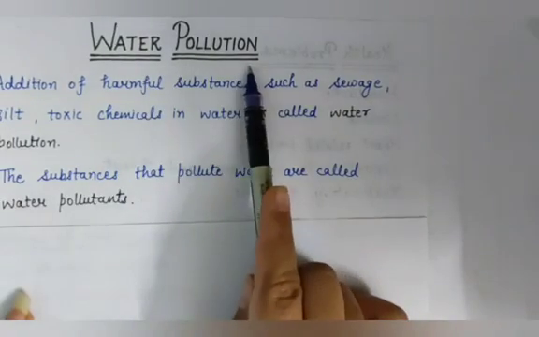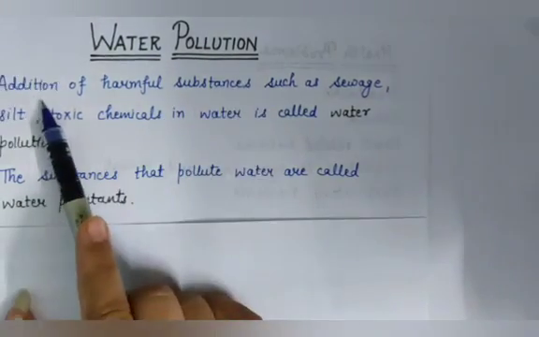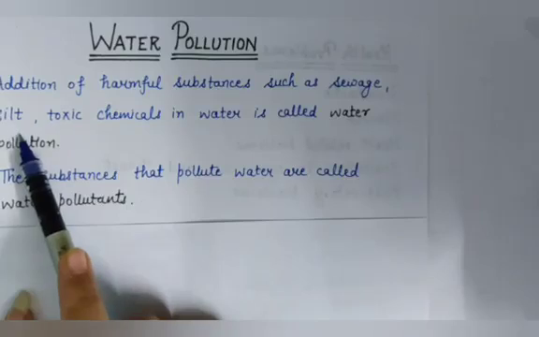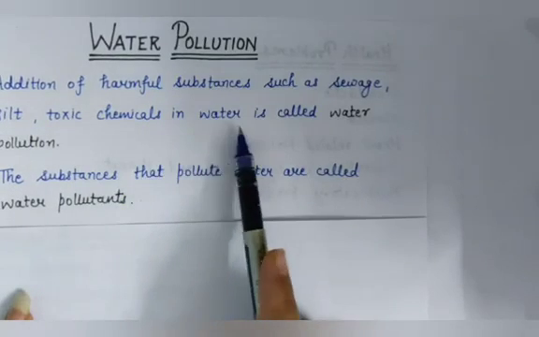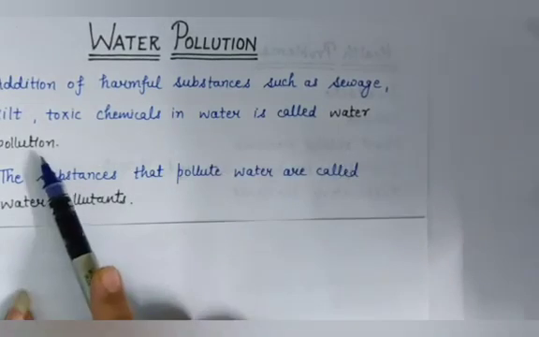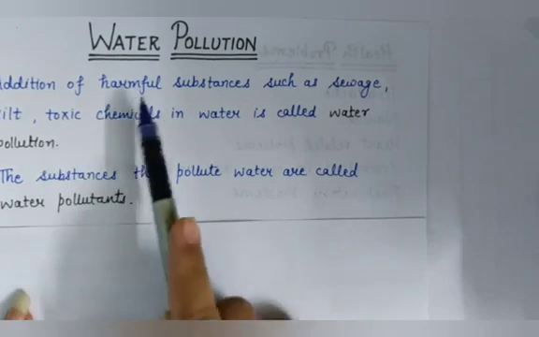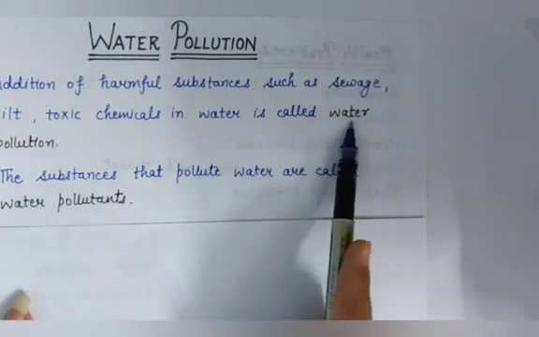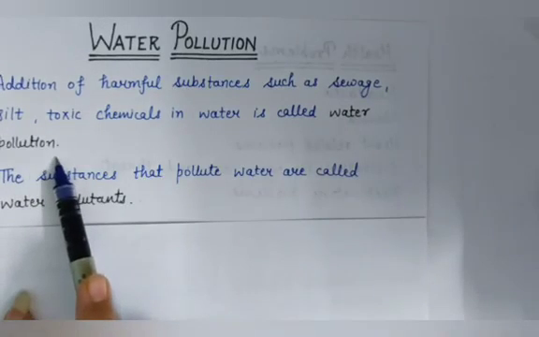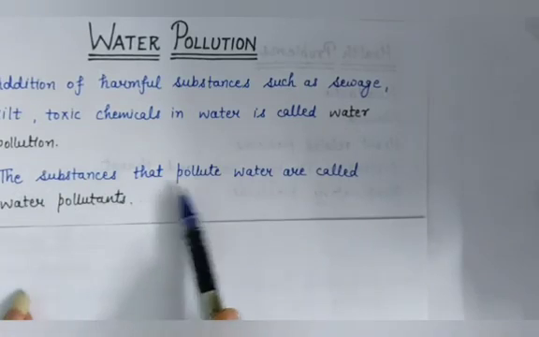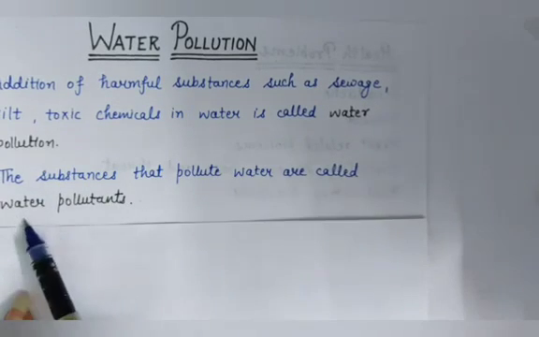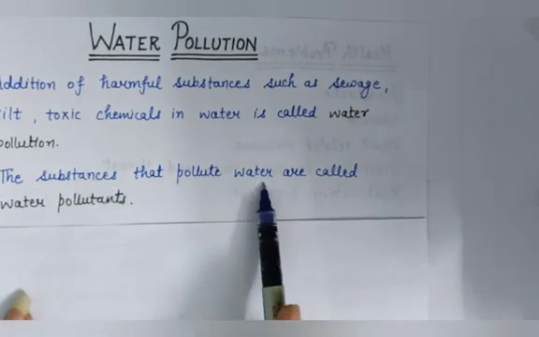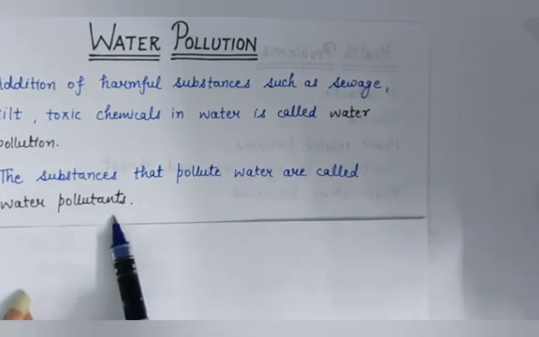So what is water pollution? How can we define it? Addition of harmful substances such as sewage, silt, toxic chemicals in water is called water pollution. So basically, when harmful substances mix with water, it is referred to as water pollution. And the substances that pollute water are called water pollutants. What are water pollutants? The substances that pollute water are called water pollutants.